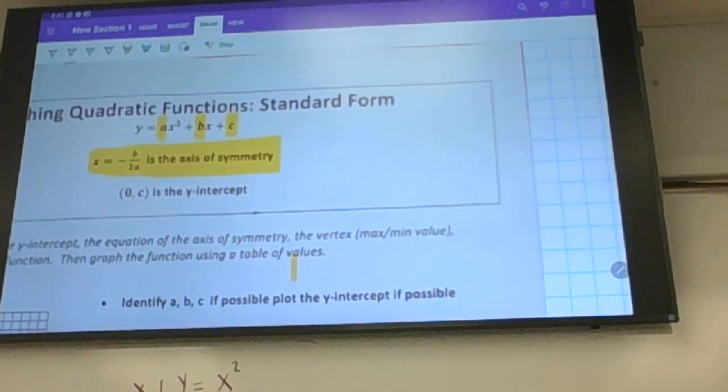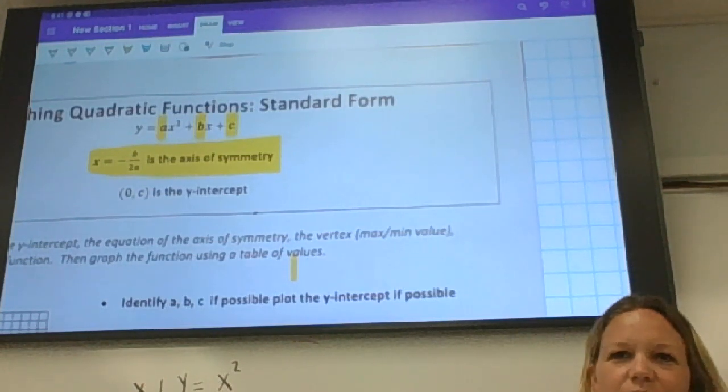I think in world history you might hear. Is axis of evil a thing? I think it is. I think it's in one of the world wars.